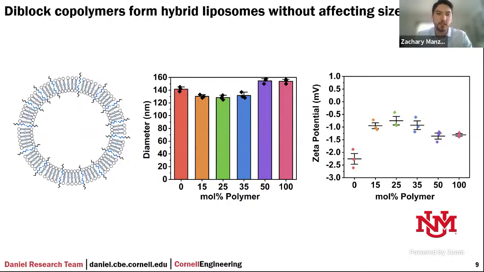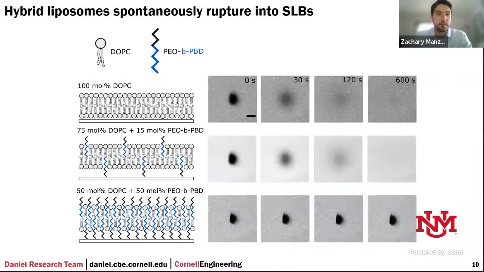And so now that we have these vesicles, what we want to do is form them as supported lipid bilayers. And the first thing we want to study is the 2D lipid fluidity.